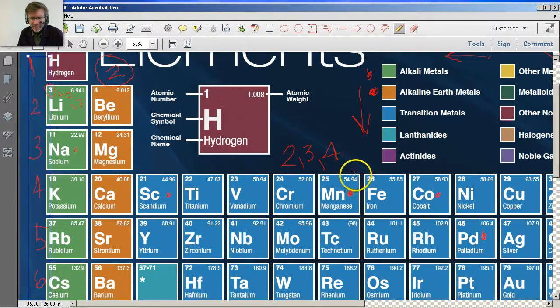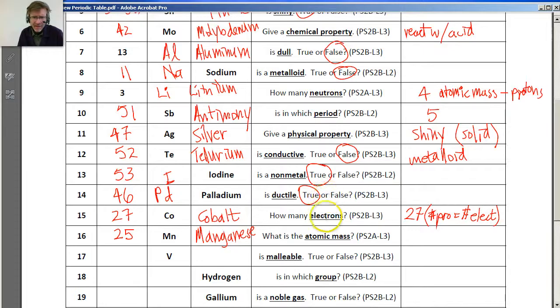Right here, this is the atomic mass. This is the atomic number. Not the same. So atomic mass, 54.94. You can write it out, 54.94. You don't need to round it up or anything. We're just writing the number down from the periodic table.